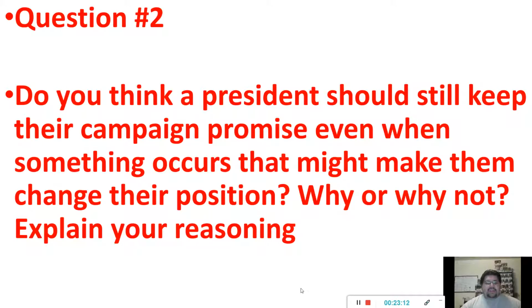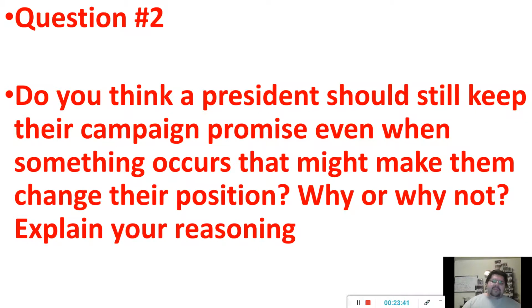Now, here's your next question. Do you think a president should still keep their campaign promises even when something occurs that might make them change their position? So in this case, Woodrow Wilson said, oh, we're not going to war, and then all this other stuff happens. Should he be allowed to change his position, or should, hey, you made that promise, you keep that promise?